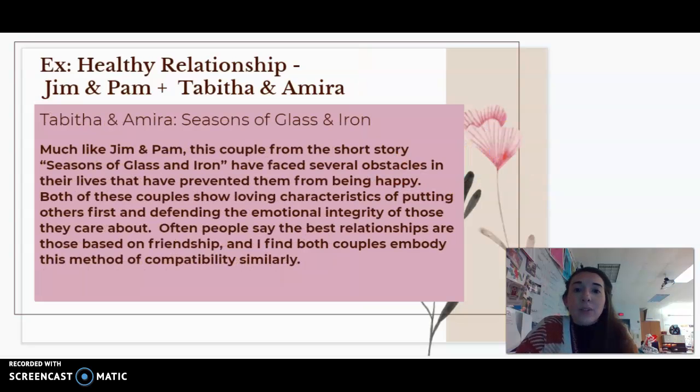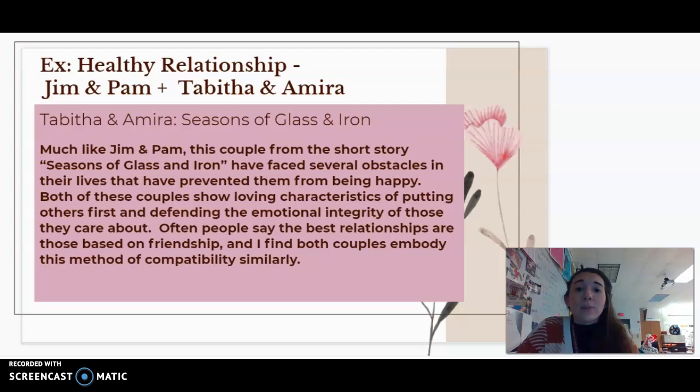We see that with Tabitha and Amira as well. I couldn't find a picture that made me happy for Tabitha and Amira, so I just want to talk a little bit about them instead. Much like Jim and Pam, this couple from the short story Seasons of Glass and Iron faced several obstacles in their lives that have prevented them from being happy.